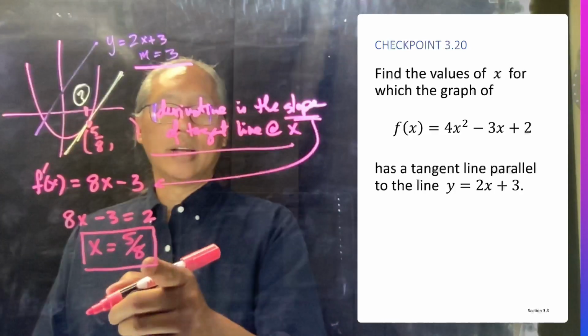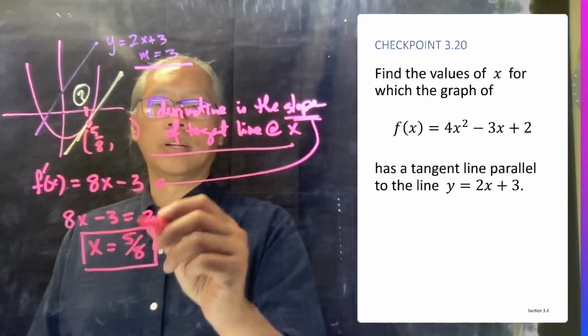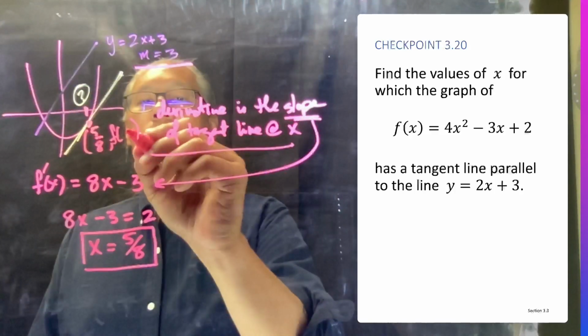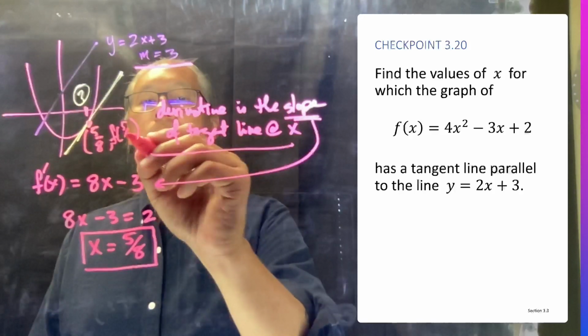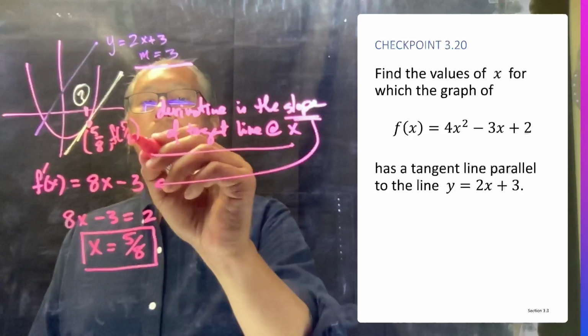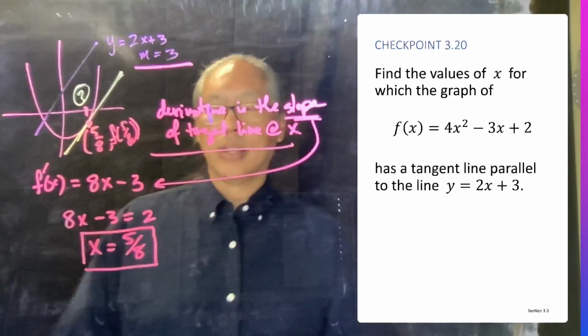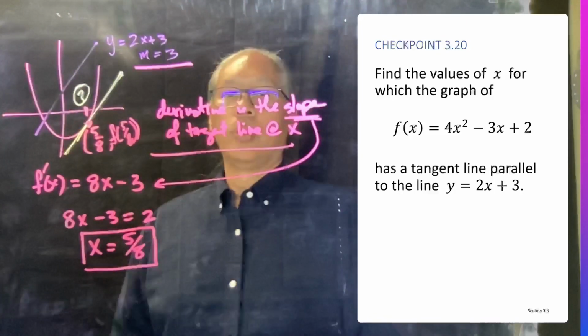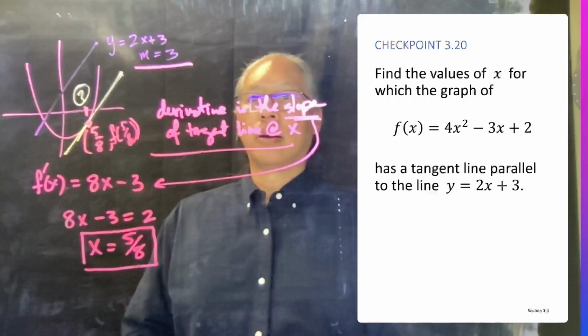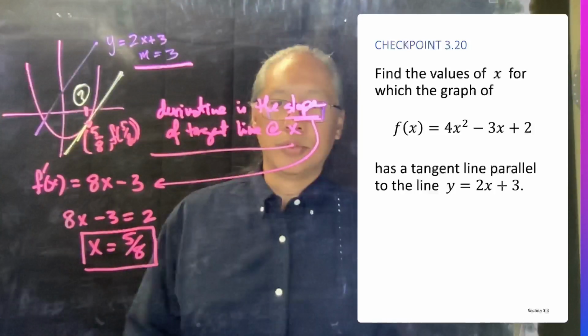Now to find the y value, I would take my 5 over 8 and put it into the function. Since they didn't ask for that, I'll just do it symbolically. 5 over 8 into the function, and that gives you your y value, and that gives you the point where the tangent line will be parallel to this line, which has a slope of 2.